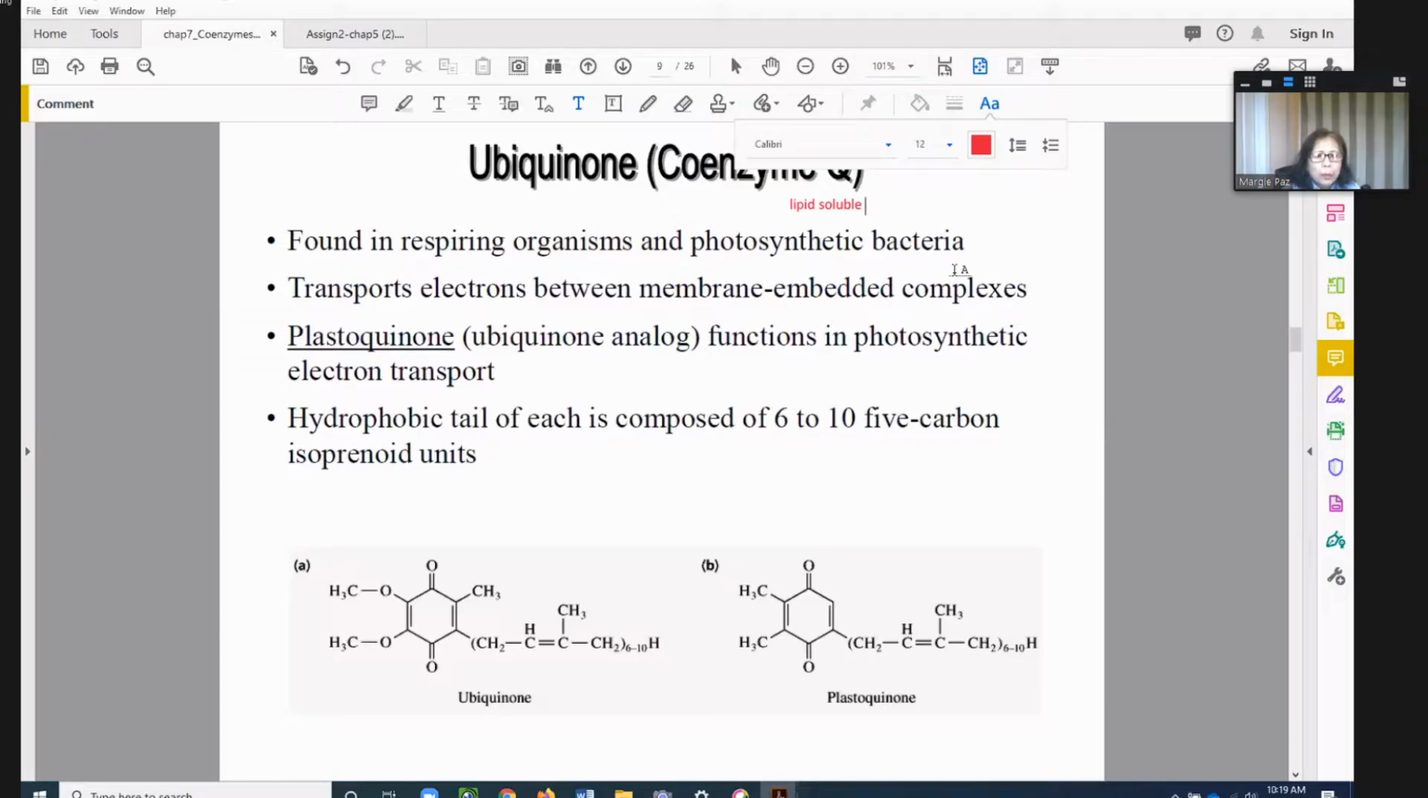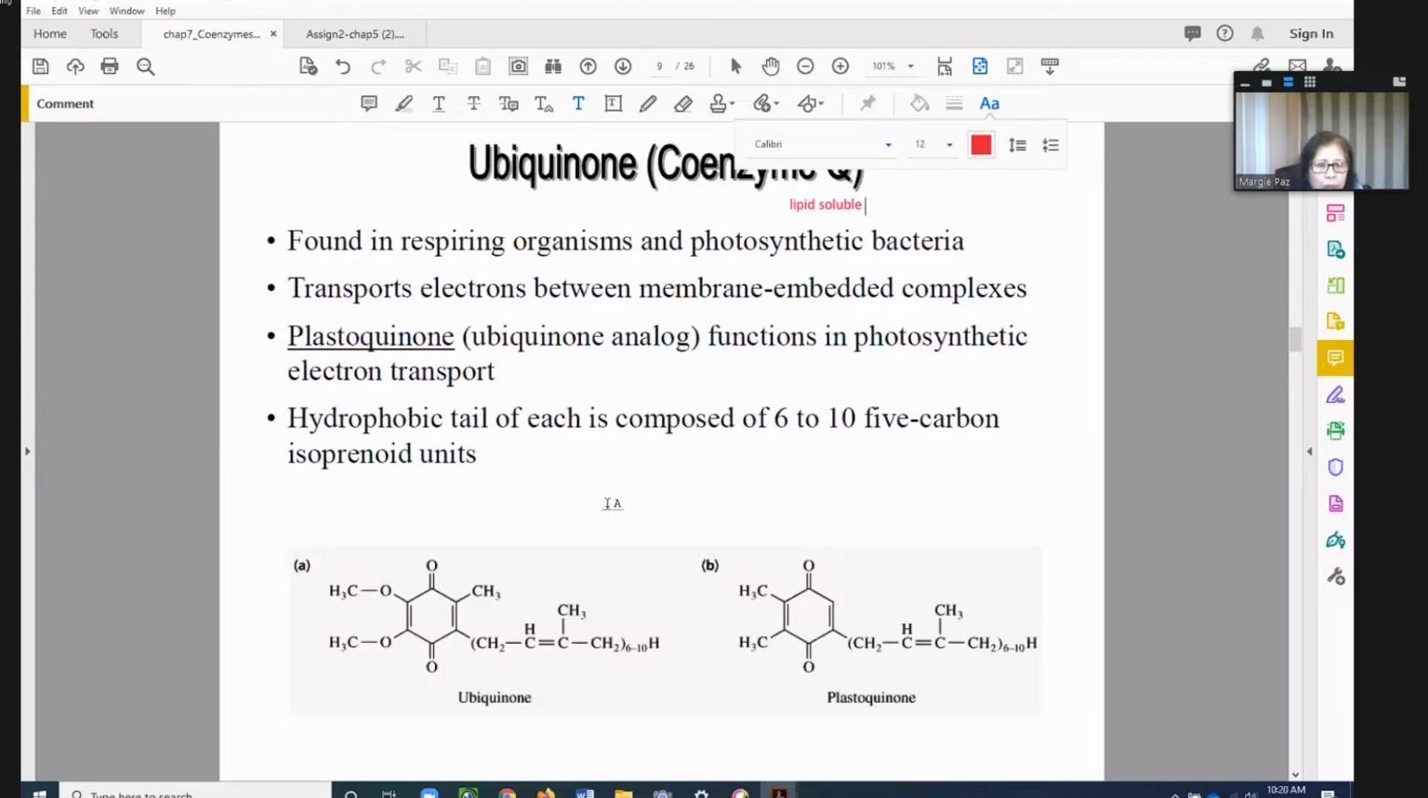The role of ubiquinone is to transport electrons between membrane embedded complexes. You'll be very familiar with this as an electron mobile carrier in the electron transport chain when we cover chapter 14. So the role again is to transport electrons between membrane embedded complexes. Hence, being a lipid soluble coenzyme, that's very important. The hydrophobic tail. So what can help us recognize the structure of this coenzyme?